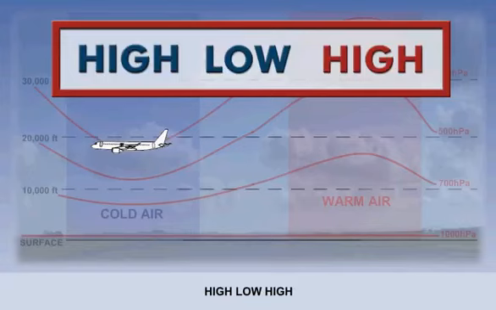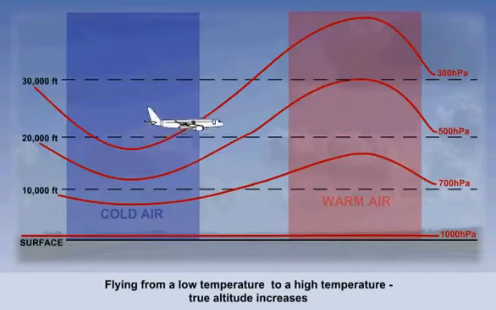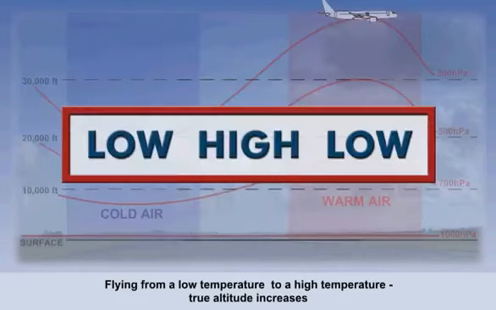We saw the use of high, low, high previously for horizontal pressure changes along route. This temperature effect will reverse if we fly into a warmer region. Notice how the aircraft is in fact climbing away from the ground, but that the indicated altitude is staying constant. This example illustrates the concept of low, high, low. Flying from a low temperature to a high temperature, the altimeter will read lower than true altitude.